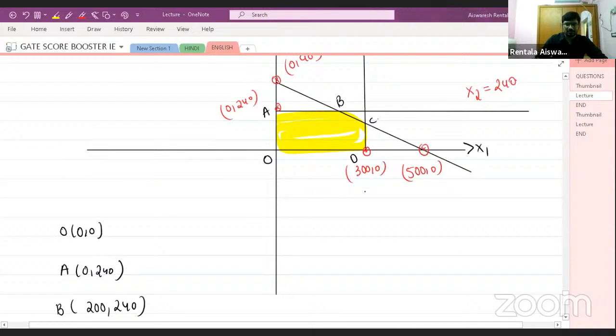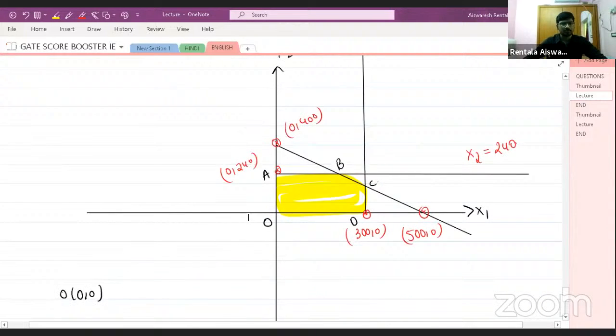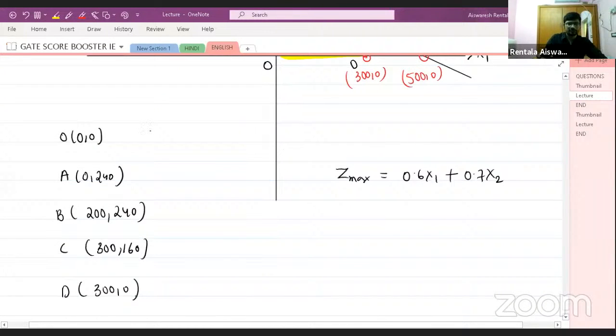So what was your Z value? The Z value should be maximized. I think it is 0.6 x1 plus 0.7 x2. Right or not? Let me check. Right. So at O this becomes 0, and your Z value here becomes 240. Can you please let me know what value you are getting? 24 into 7 you will be getting. So at A, 168. Okay, very good. Quickly, I'm getting answers.